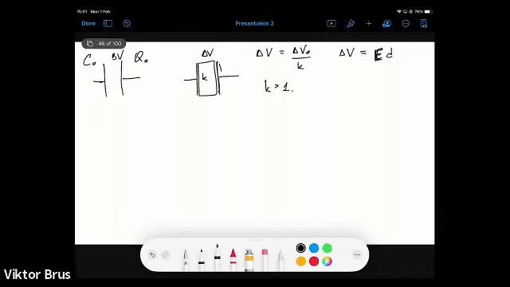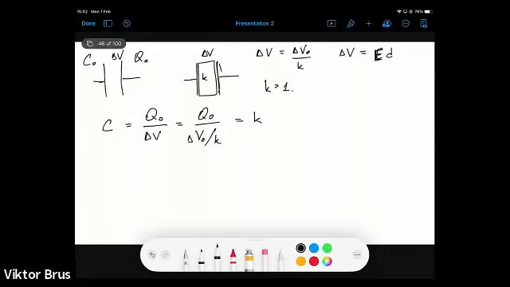So now, what will be the capacitance of such a capacitor filled with a dielectric? The charge is the same. We didn't add or subtract any charge from the system. So charge will be the same. It's Q naught divided already by the new delta V, the new potential difference. So Q naught divided by delta V naught divided by K. So this is the expression for delta V.